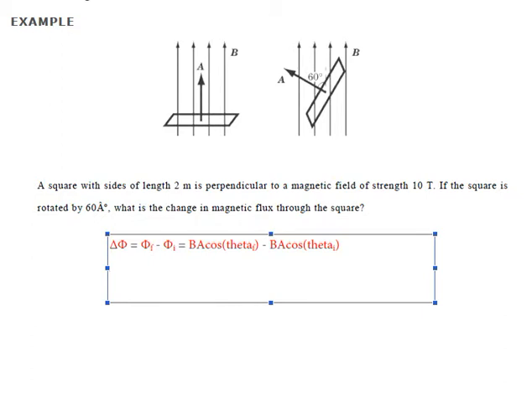Alright, so from here we can actually do a little bit of factoring because we know both of these things are the same. So it would be B times A times cosine theta F minus cosine theta I.